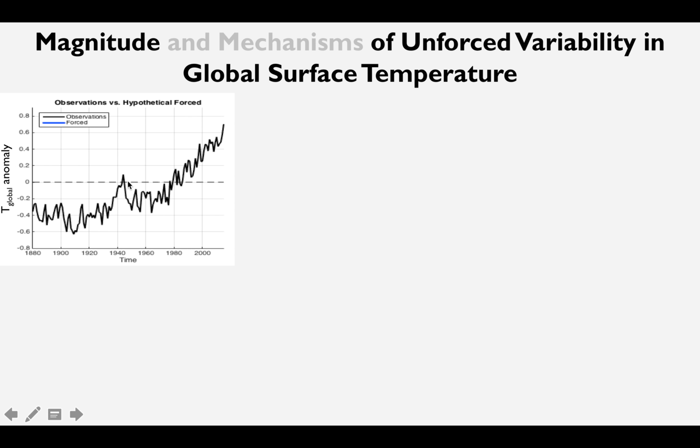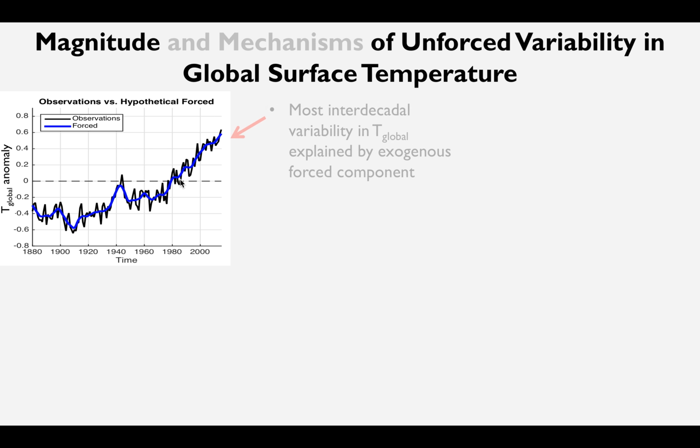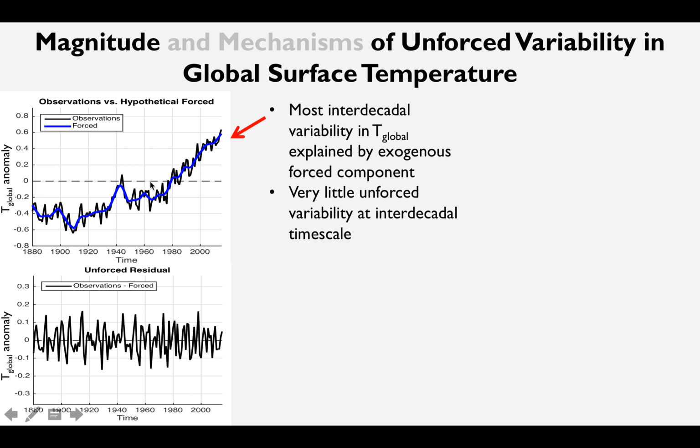So let me just give you an example of what I mean here. Here is observed global mean surface temperature from 1880 to 2015. And we can imagine that if the blue line here is the forced component of variability, then that would mean that when we look back in time, most of the interdecadal variability that's observed is explained by forcings. And so what's left over, what's not explained by the blue line, would be the unforced variability. And that would mean that there's very little interdecadal unforced variability.